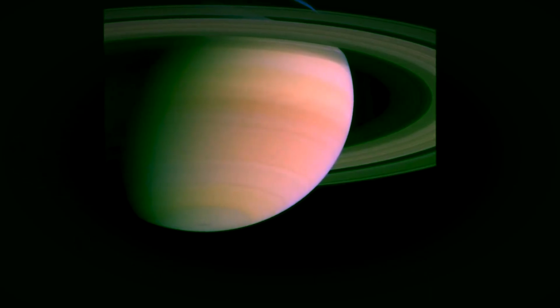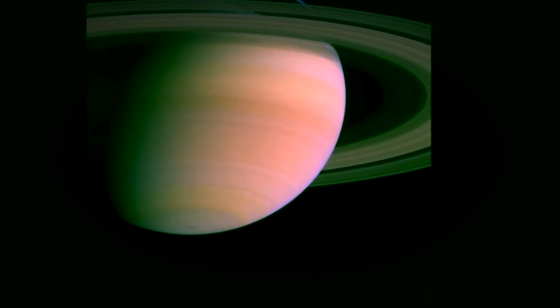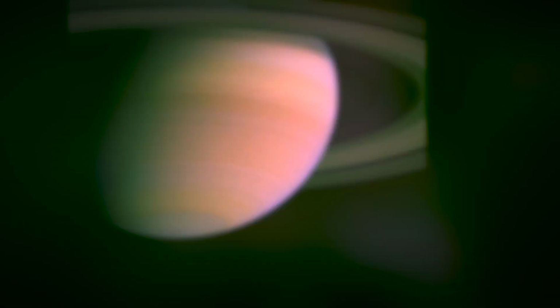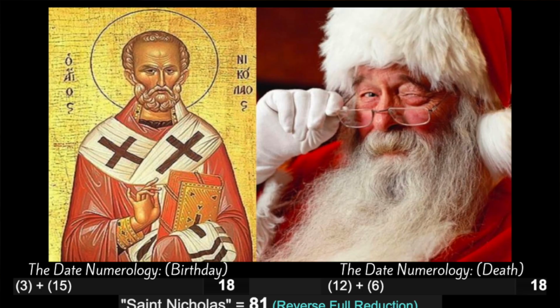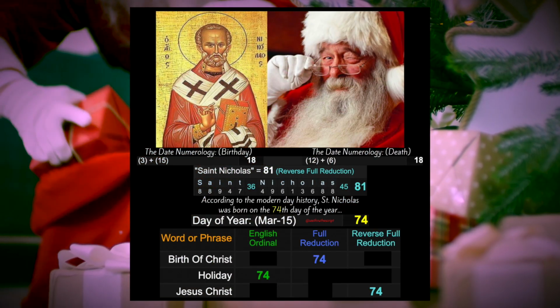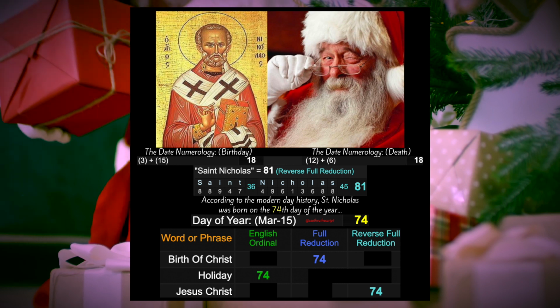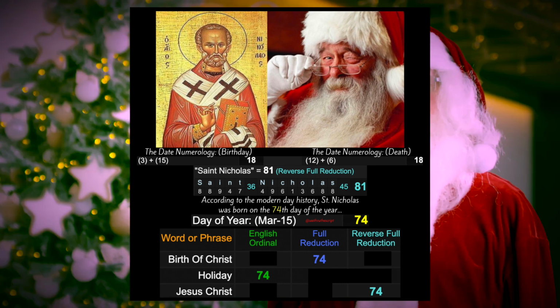Now, moving on from the Saturn worship in connection to Christmas, we're going to go back to the St. Nicholas and Santa Claus connections. And St. Nicholas, that image you see to the left, notice the date numerology of his birthday had lesser numerology of 18, that's March 15th, and the day that he died had lesser numerology of 18 as well, 12 plus 6, December 6th. And notice that 18 is a reflection of 81, and St. Nicholas equals 81 in reverse full reduction.